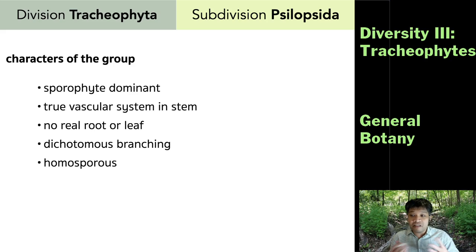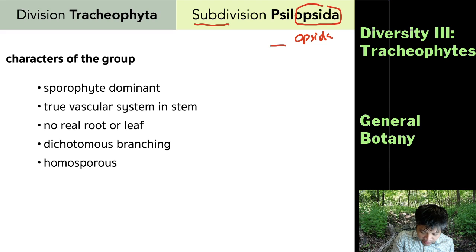All right, let's continue with our first subdivision of Tracheophyta. When you see the subdivision, it's always ended with Opsida. So if I ask you what subdivision it is, the first thing you can do is write down Opsida, and then you figure out what to put in front of them. So all subdivisions end with Opsida. So let's talk about the first one called Psilopsida.